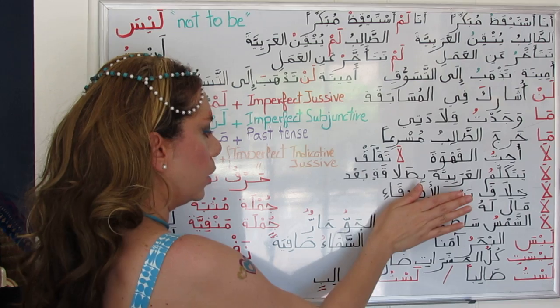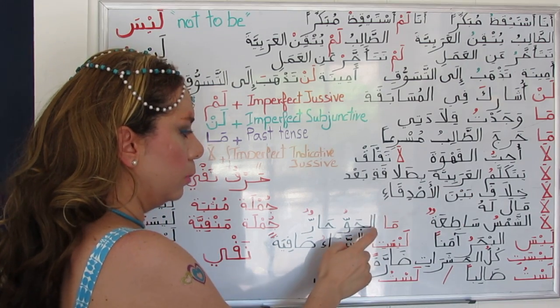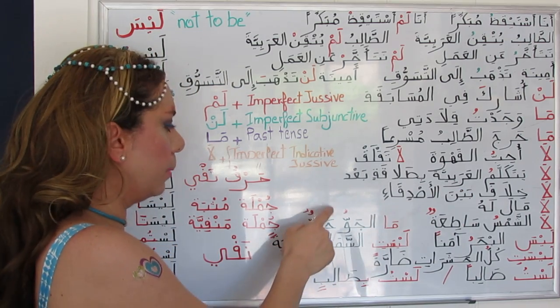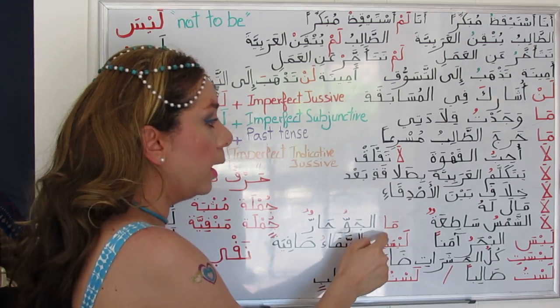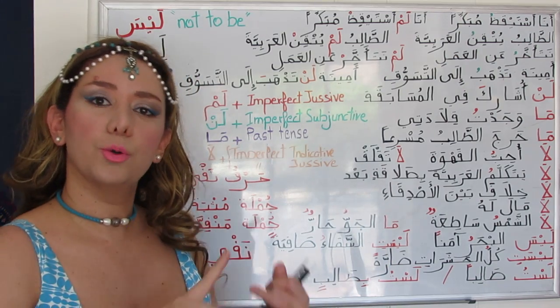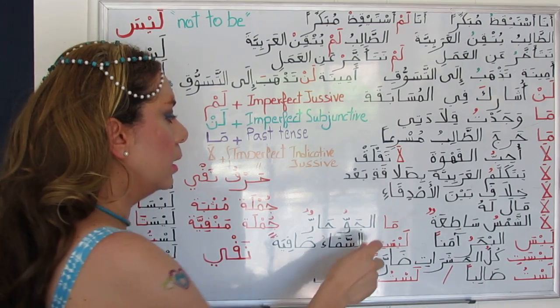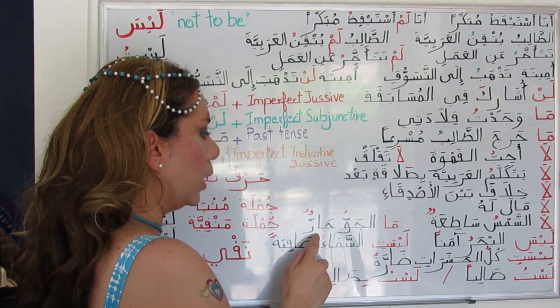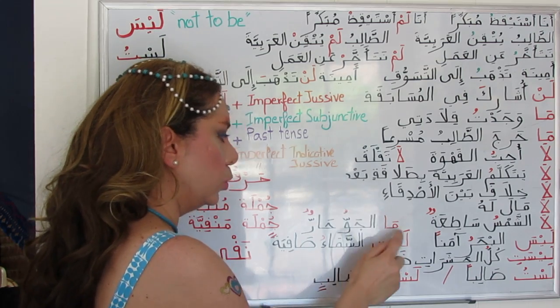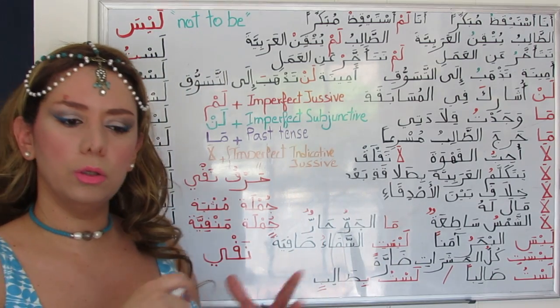الجو حار. مبتدأ, subject, خبر, predicate. ما, you can even use ما. So you can use لا and ما to negate a nominal sentence. ما الجو حار. You don't change anything. You just add ما to negate the nominal sentence.